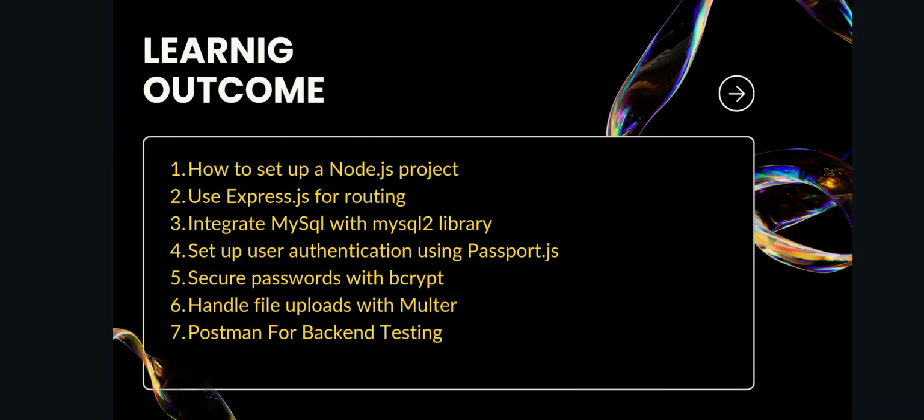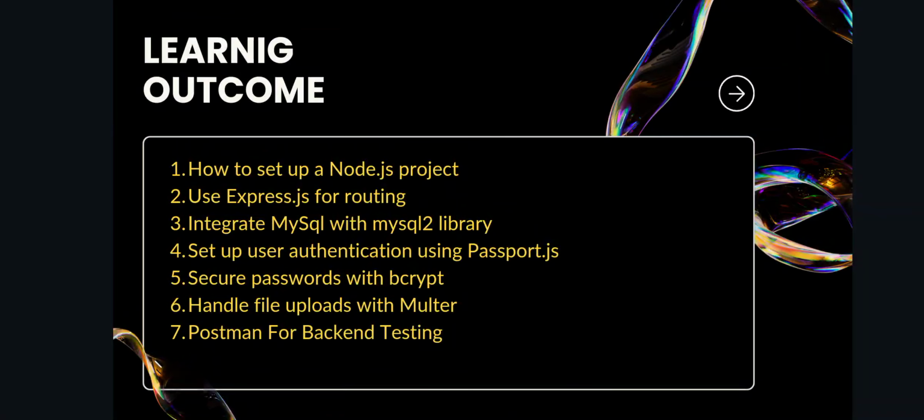Number 4 is set up user authentication using passport.js. So how to set up authentication for our login or other systems, we will discuss this also. And number 5 is secure passwords with bcrypt. You know very well the password concern is very risky for us, so we need to encrypt our password. We will discuss how to encrypt our password with the help of the bcrypt library.